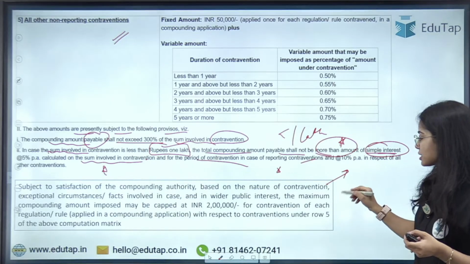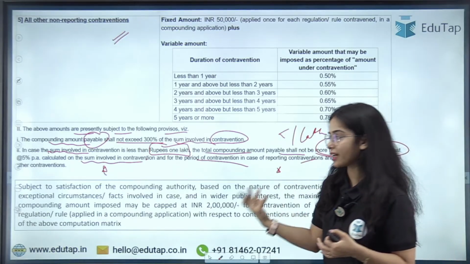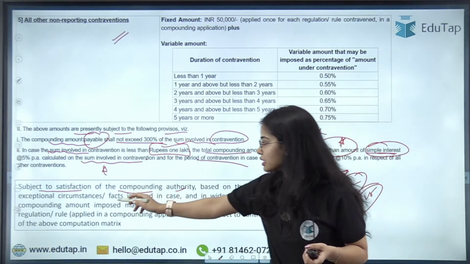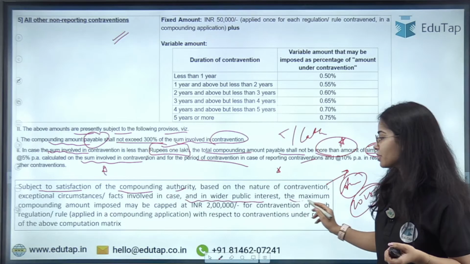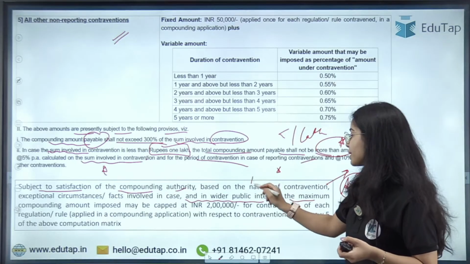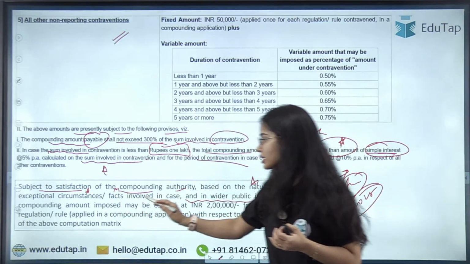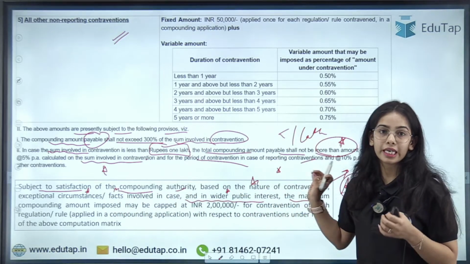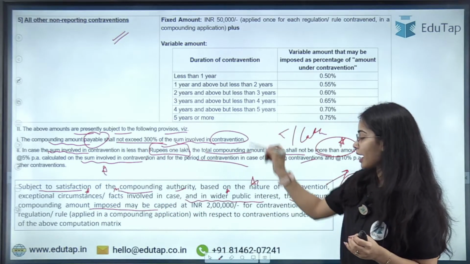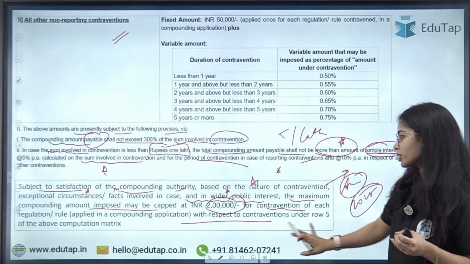Now this is the amendment that has happened recently in 2025 in the directions of the compounding. We have to understand that subject to satisfaction of the compounding authority, based on the nature of contravention, the exceptional circumstances, facts involved in the case and in wider public interest, the maximum compounding amount imposed may be capped at INR 2 lakh rupees for contravention of each regulation or rule with respect to contravention under row 5.